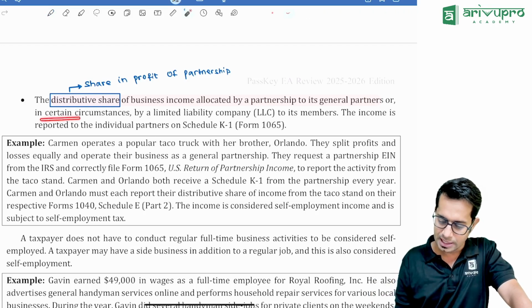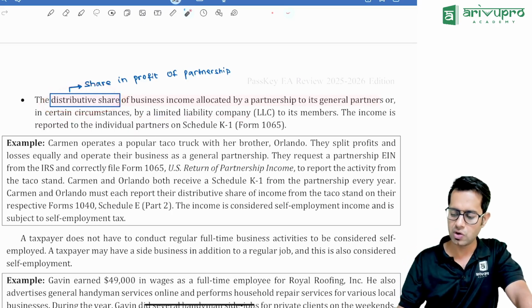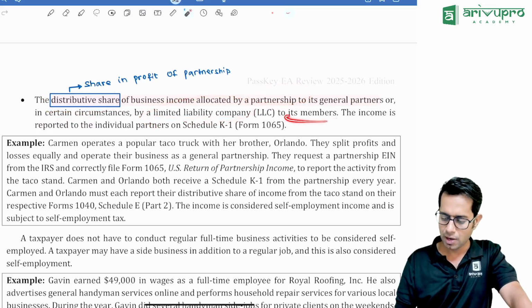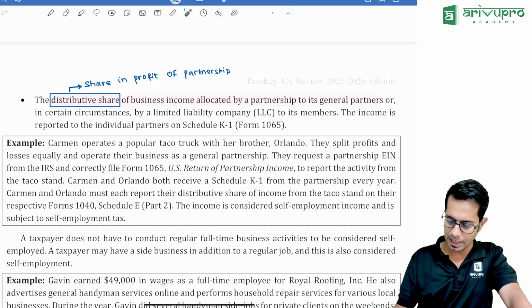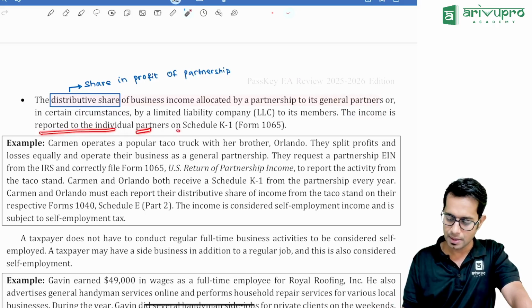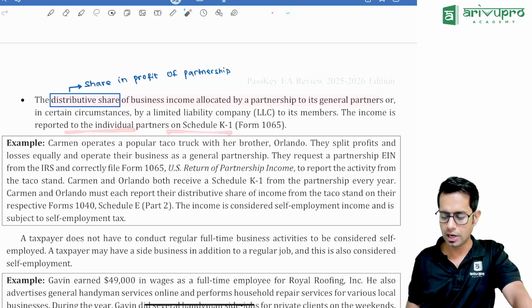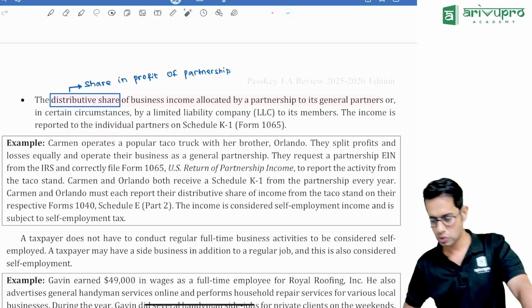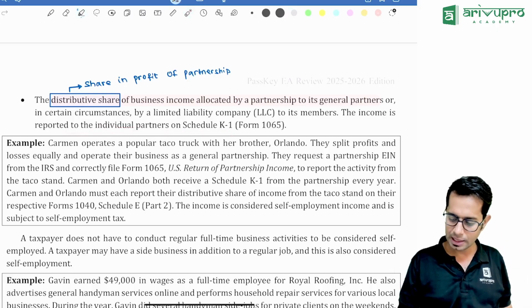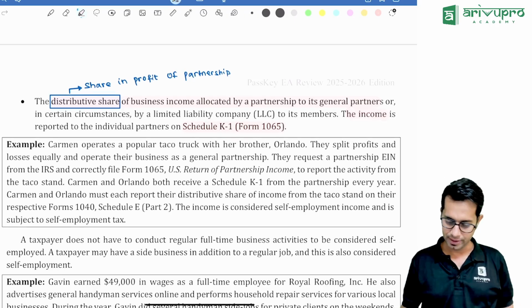Or in certain circumstances by a limited liability company. So whatever distributive share you are getting from a partnership or from a limited liability company, whatever it is giving to its member, that will be taken as income reported to an individual partner. Income is reported to an individual partner in Schedule K-1. So in the case of a partner, which schedule is applicable, sir? Schedule K-1 of Form 1065 is applicable.